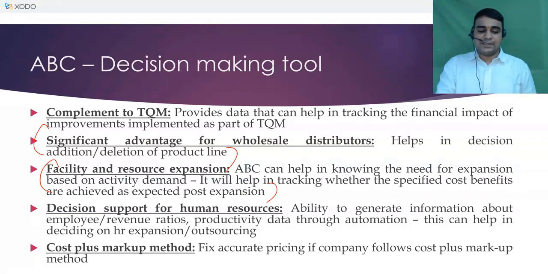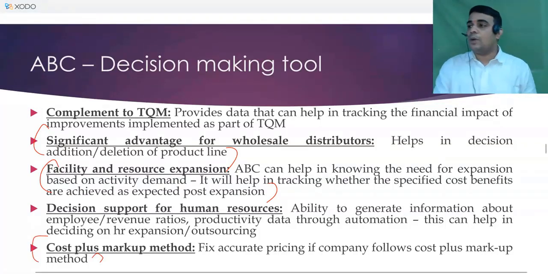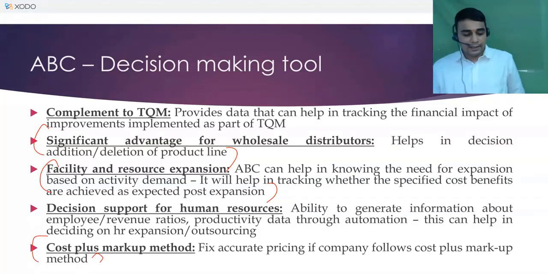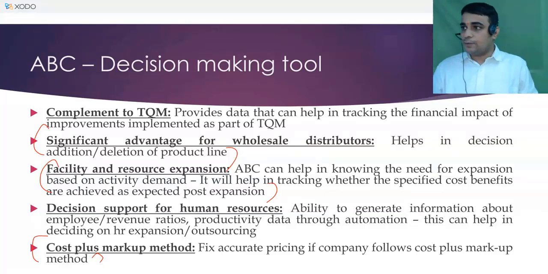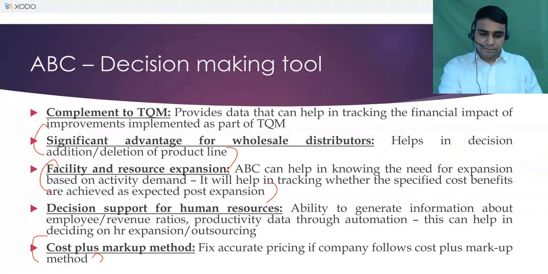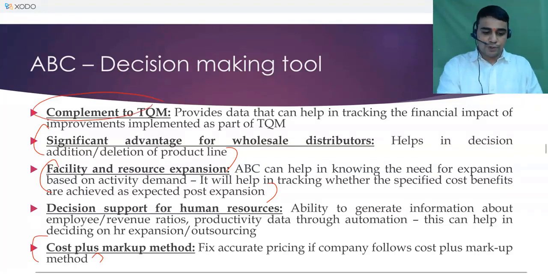One of the areas which they mention, but I don't believe this to be a critical one, is the cost plus markup method. This is not predominantly used in the practical world as of now. Most of the pricing decisions happen on the basis of the market price. We rarely follow a cost plus markup method. In case you follow a cost plus markup method, this method would be more accurate because you get accurate cost. I'll just talk about these 2 points.